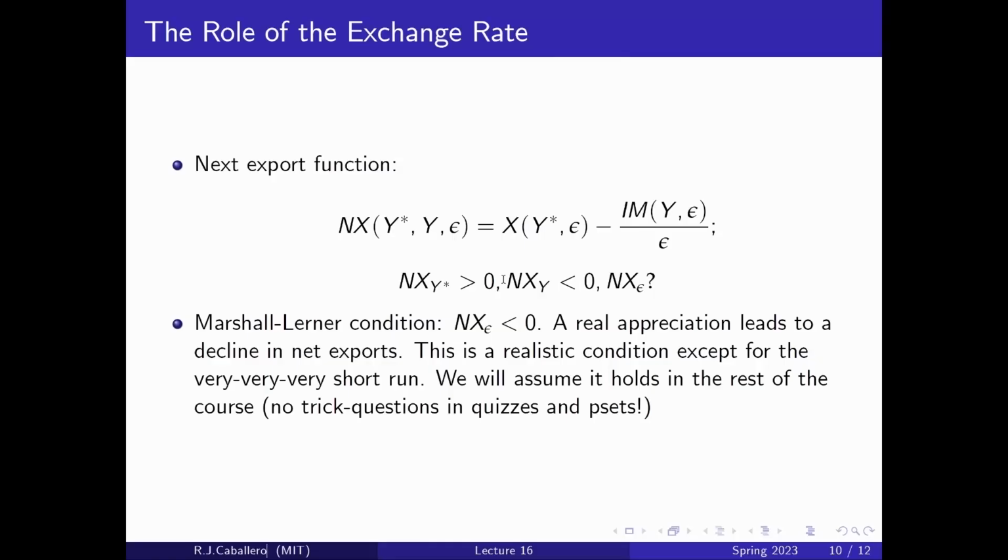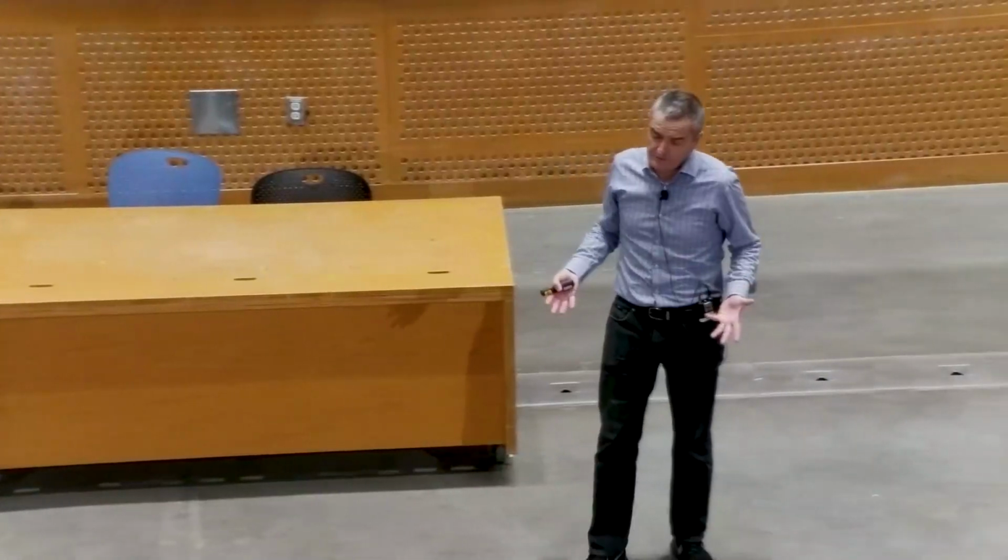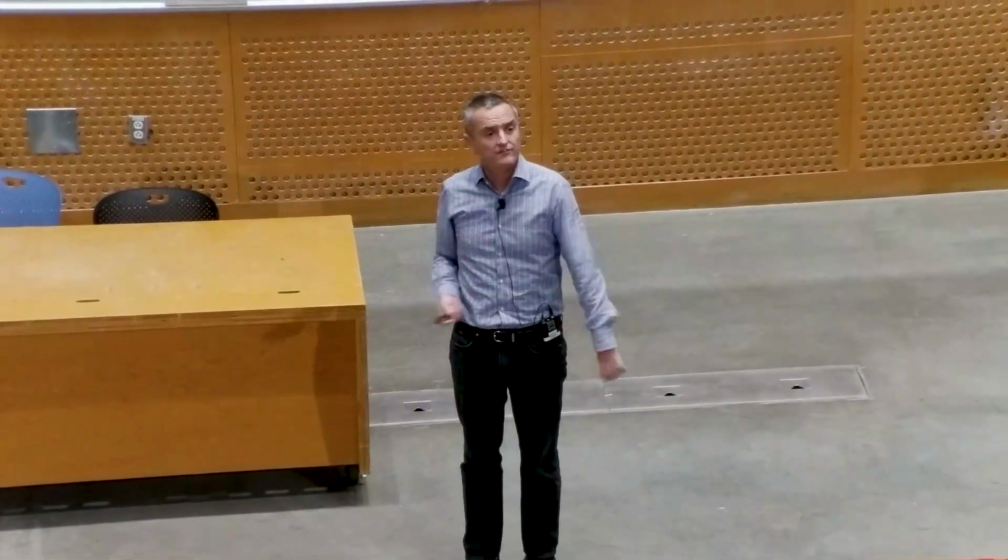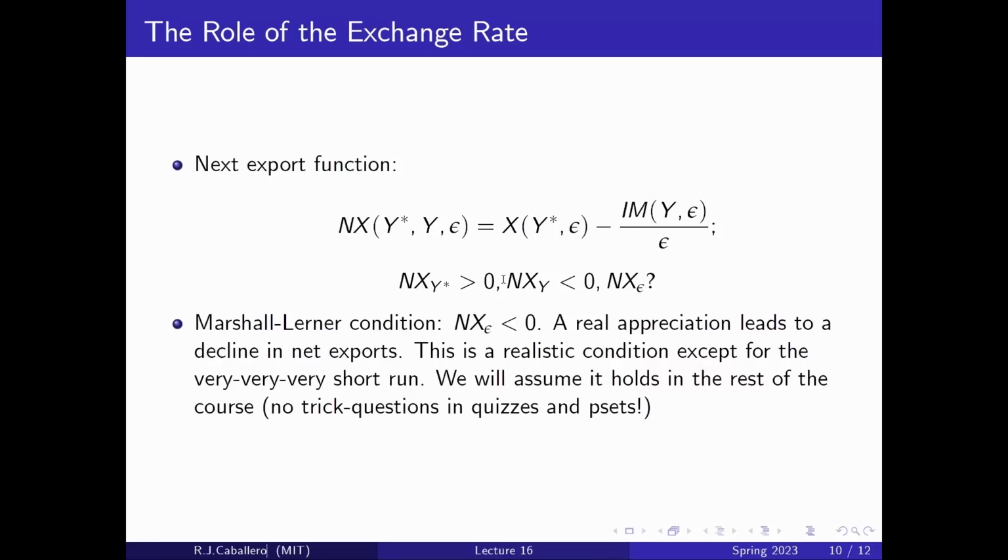Okay? Now, we're going to assume from now on that this second effect is not as strong as the volume effect. And that's a very realistic assumption, except for the very, very short run. So that's going to be our assumption. Our assumption will be that net exports decrease when the currency appreciates. If your goods become more expensive, then on net, you're going to have less net exports. That's an assumption. It simply says that the numerator responds more strongly than the denominator to an appreciation of the exchange rate. So the quantities effect is much more important than the price effect.